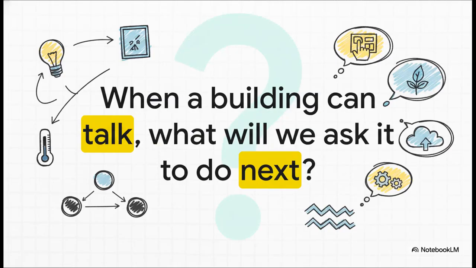So there you have it. KNX is this common language that lets every part of the building communicate. It's decentralized, it's reliable, it's flexible, and it is seriously efficient. Which really just leaves us with one pretty exciting question to think about. When every part of a building can finally talk, what are we going to ask it to do next?